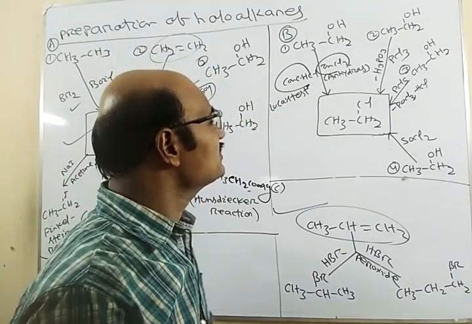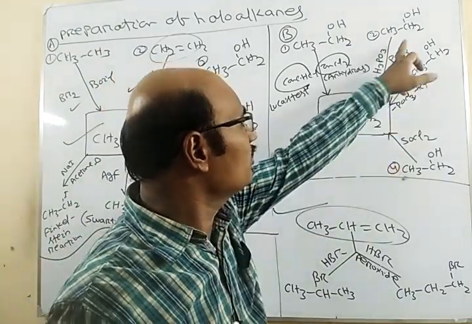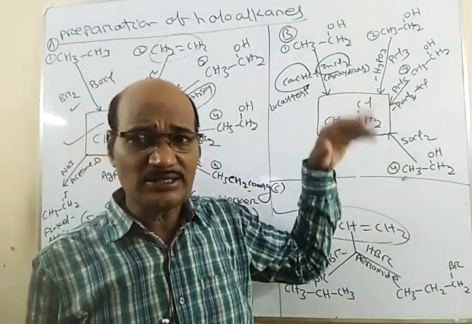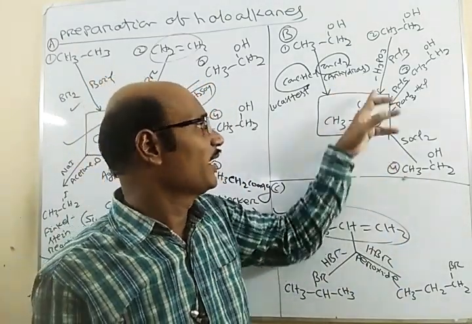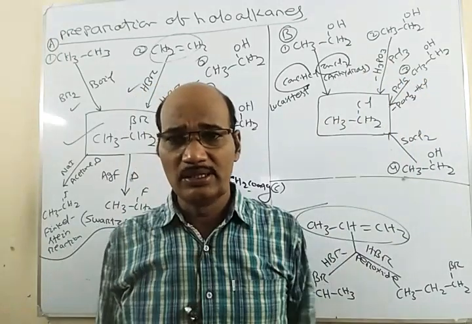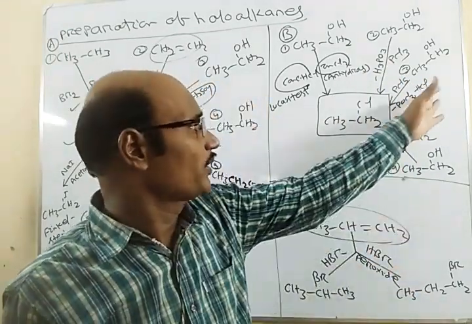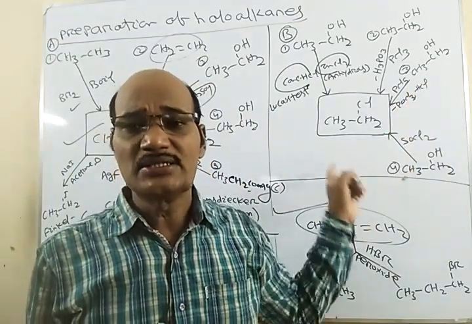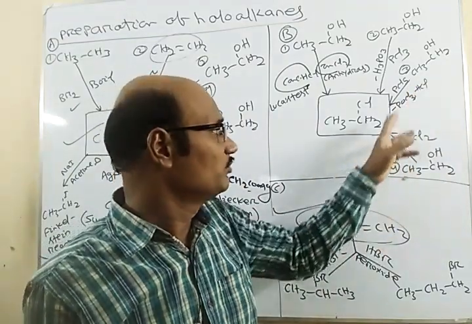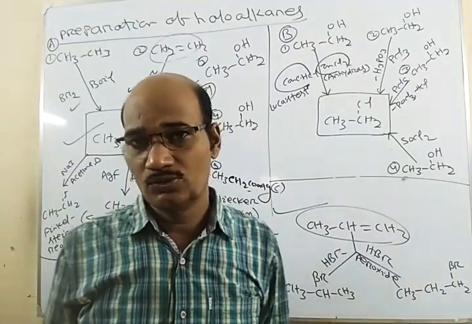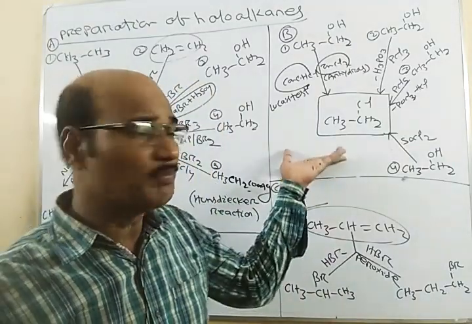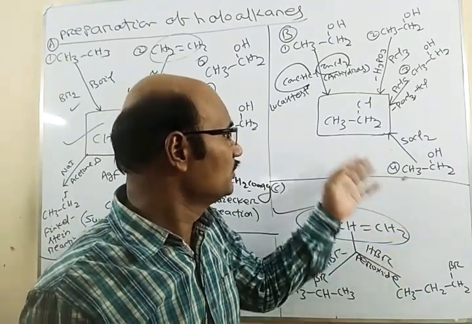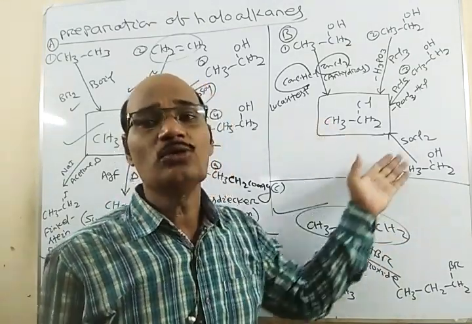Now we can also prepare alkyl chlorides from alcohols by using PCl3. When you take phosphorus trichloride, we get the alkyl chloride R-Cl and H3PO3 is liberated. Similarly, we can take ROH and PCl5. Here I get R-Cl plus POCl3 plus HCl. And also we can prepare this by taking SOCl2. You get R-Cl plus SO2 plus HCl.